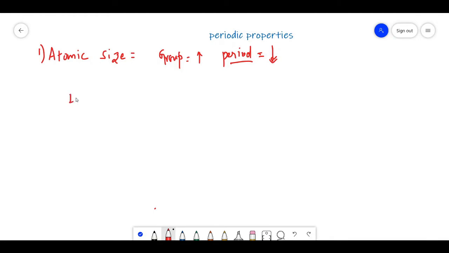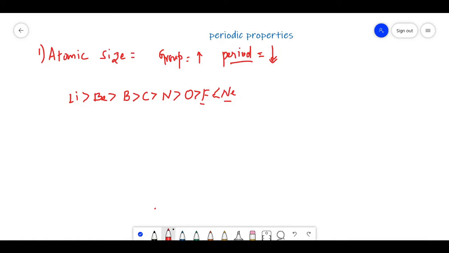It is lithium, beryllium, boron, carbon, nitrogen, oxygen, fluorine, and neon. Generally from left to right, the atomic size will decrease. This is the expected order, and anyone would expect this order of atomic size. But there is a small change between fluorine and neon. Actually fluorine should have a larger size than neon, but neon has a larger size than fluorine.